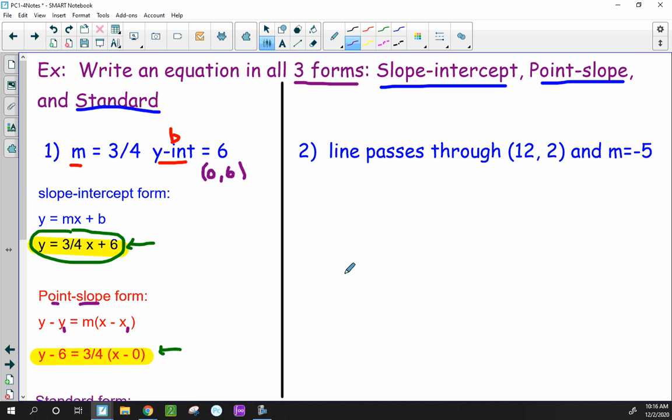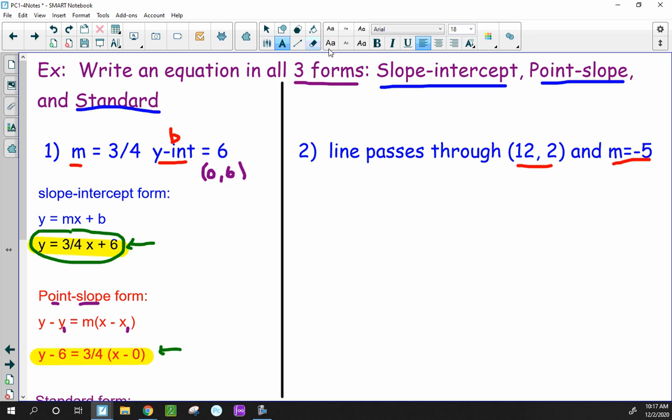All right, let's give it another try. Notice example 2, obviously same directions, but this time the information's changed. It says the line that I'm thinking of is passing through the point (12, 2), and the slope is -5. Okay, so I noticed that I have a point and I have a slope given to me. Because of the nature of the problem, point slope form is kind of jumping out at me right now. It's exactly what I have.